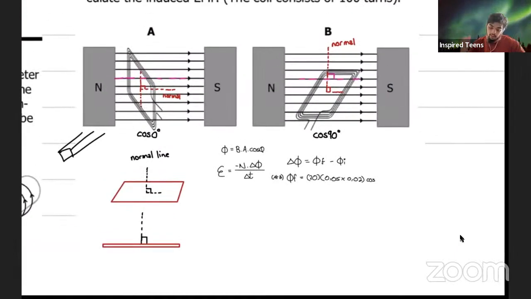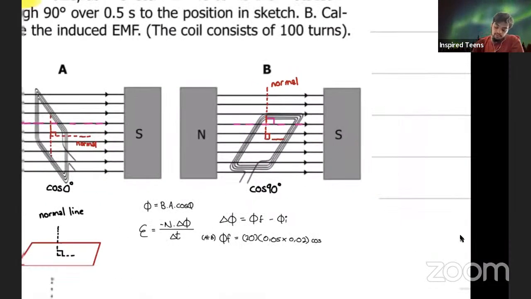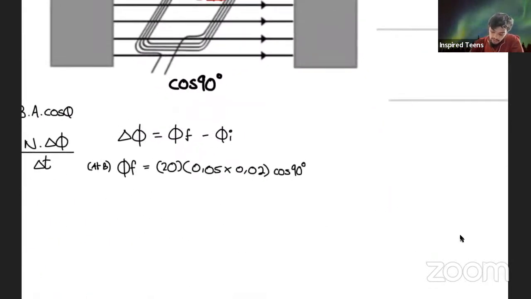Remember, what is theta? Theta is the angle between the normal line and the magnetic field lines. This is how we determined that the normal line and the magnetic field lines were perpendicular. The coil was laying flat and its normal was perfectly perpendicular, going upwards. The magnetic field lines are from left to right, therefore they're perpendicular. So the angle we use here is 90.